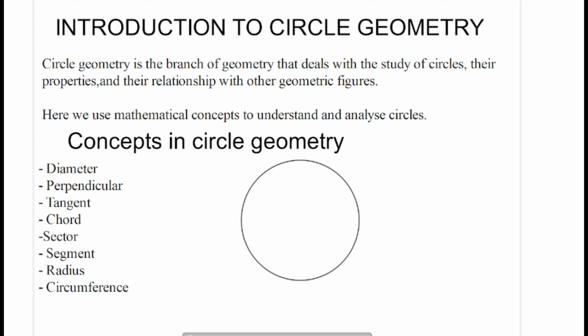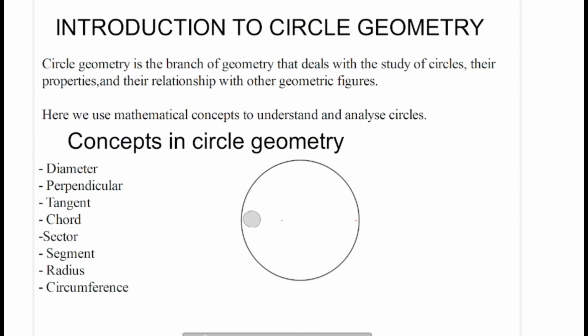The first concept is the diameter. I will show you what the diameter is. The diameter is the line that divides a circle into two equal parts. So this is a circle. The line that divides it into two equal parts is called the diameter. You can see this line now is a diameter. So we've concluded that the diameter is a line that divides a circle into two equal parts.